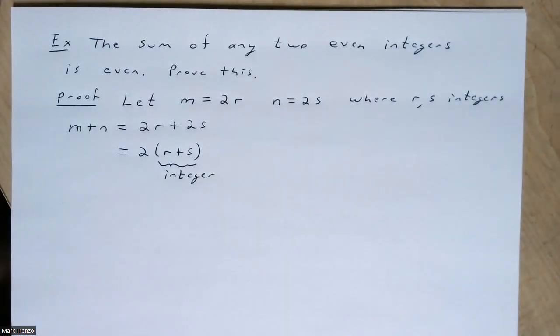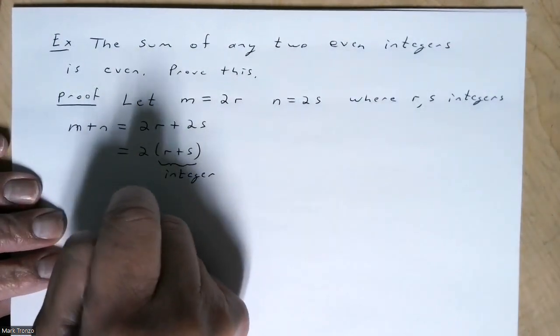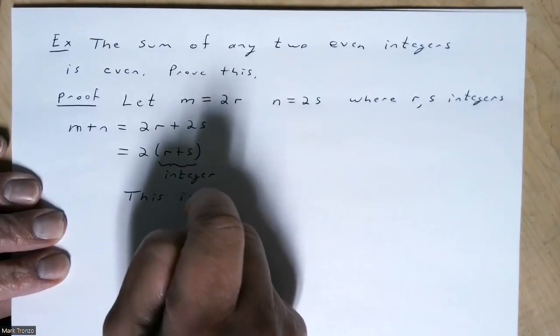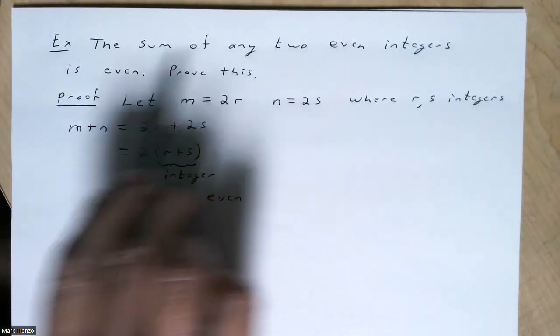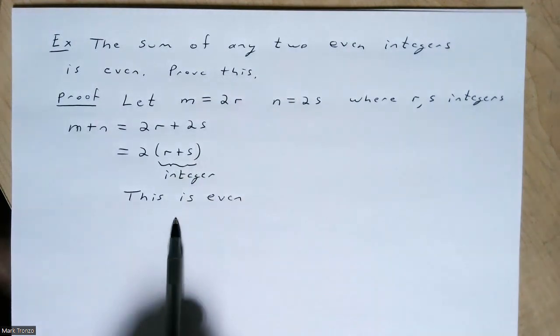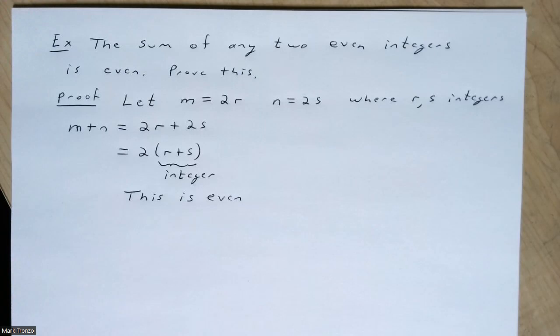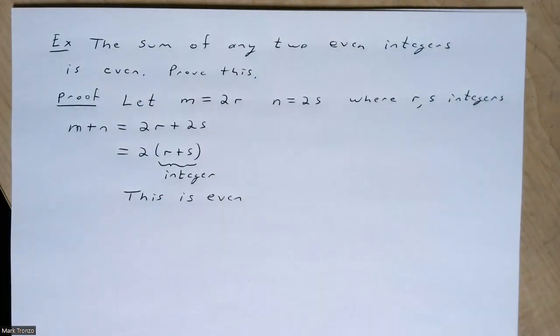So remember the definition of an even number. It's going to be 2 times an integer. So this is even. So once again, notice how we did the proof. We want to show the sum of two even integers is even. So we have to start with two even integers and then show that the result is even. And those are formal proofs. Now we're not always going to have to do them formally, but this is how you would do the formal proofs.